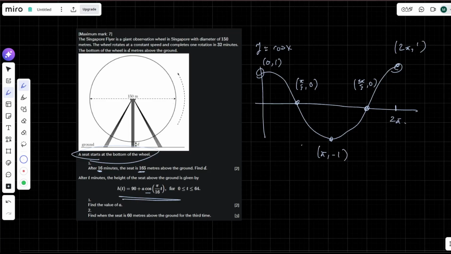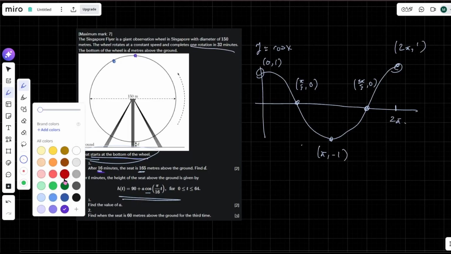Because you might imagine if d is very large, it's possible that we are positioned here at 150 meters, plus, like the diagonal would be here, but we've got so much clearance at the bottom we could still be 165 meters off the ground. That's probably not the case, because we start at the bottom. I mean, this was immediately relevant. So we start at the bottom, and the full rotation takes 32 minutes. 16 is half of 32. That means we have risen all the way to the top at the very point that we're at 16 minutes.